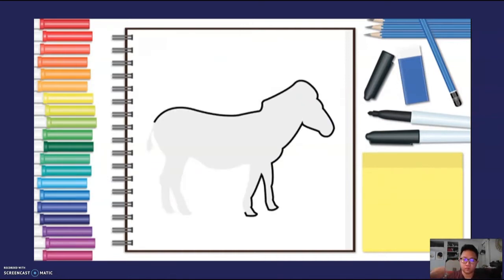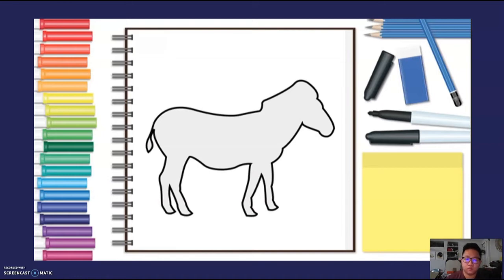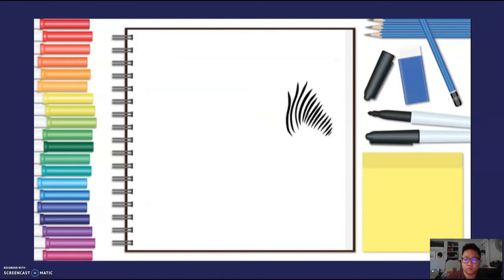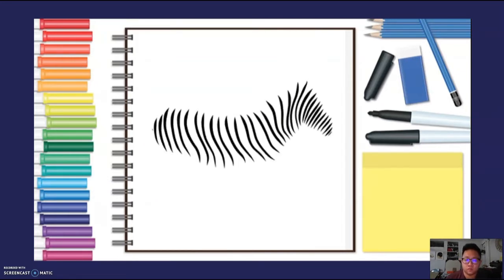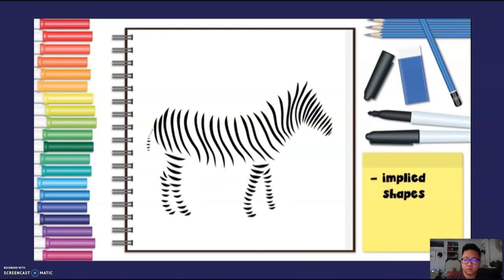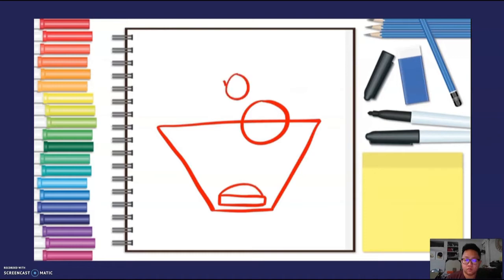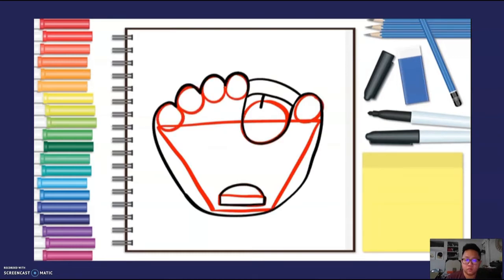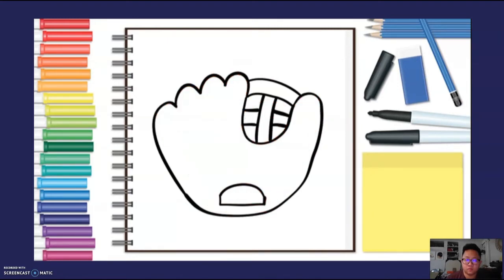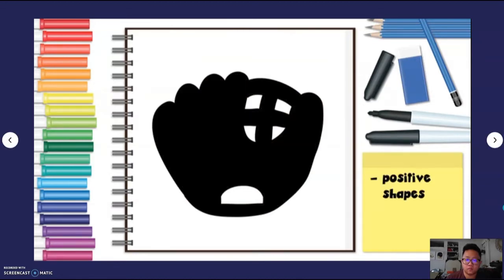Sometimes, we outline our shapes to make them stand out more. However, many times, shapes can be defined by what is in or around them. These are referred to as implied shapes. If we want to draw a complex organic shape, such as a baseball glove, we can break it down into more simple geometric shapes. These shapes that make up the subject we are creating are referred to as positive shapes.